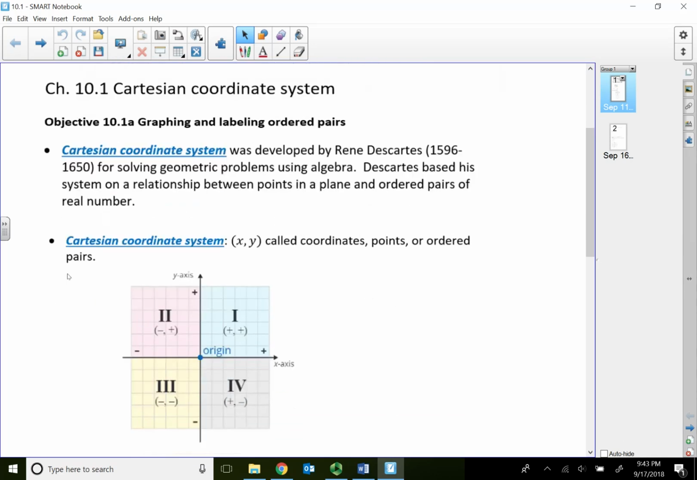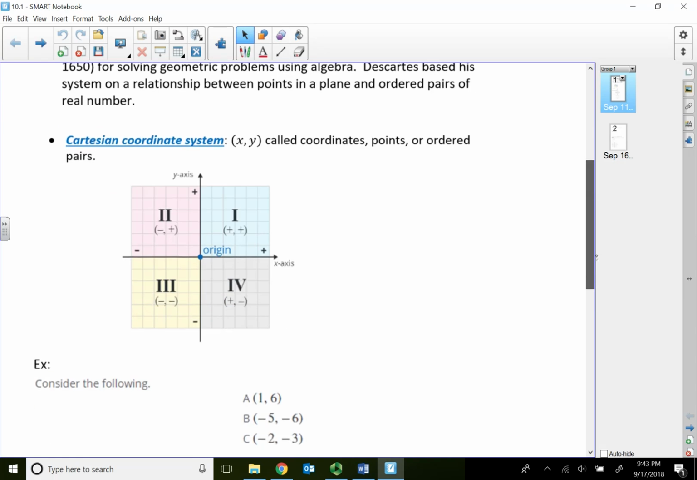Okay, so the Cartesian coordinate system, we normally call them the x and y. A point has an x value and a y value. Okay, so normally I use the word point. Sometimes I use the words ordered pairs or coordinates. Okay, so this is actually referring to two dimensions.